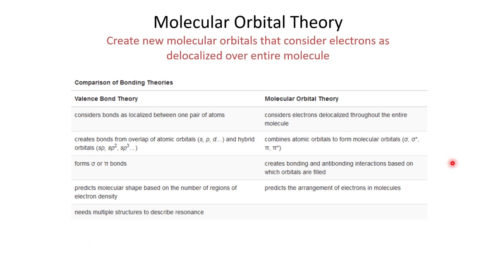And this is much better at explaining resonance, which is where this molecular orbital theory really shines. So if you're planning to go on in organic chemistry, this is one of the core things that you need to understand to be successful in organic chemistry.